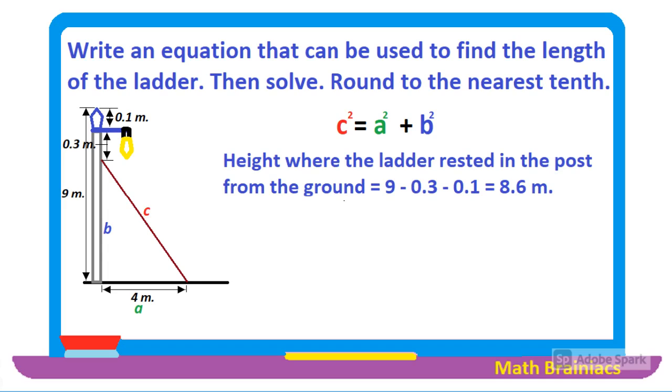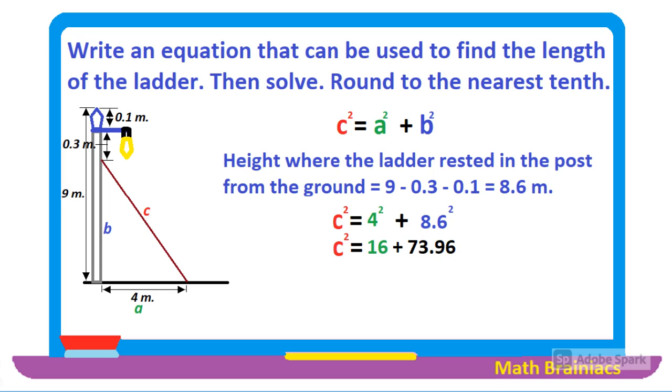legs. The height of the electrical post is 9 meters, while the height from the top where the ladder rested is 0.4. Hence, we are going to subtract 0.4 from 9, and this will give us 8.6 meters. On that account, we can substitute now the values from the given equation. Therefore, c squared is equal to 4 squared plus 8.6 squared.